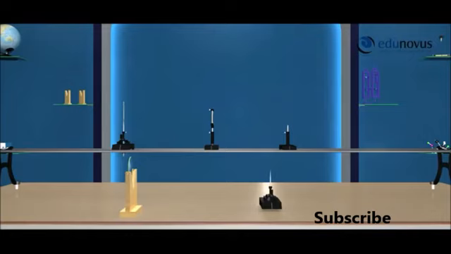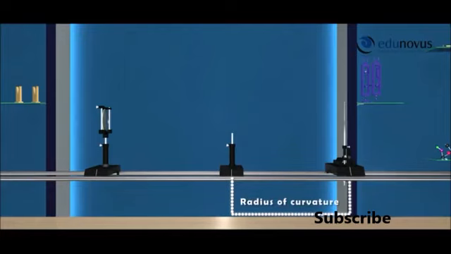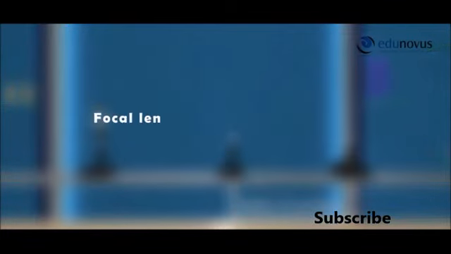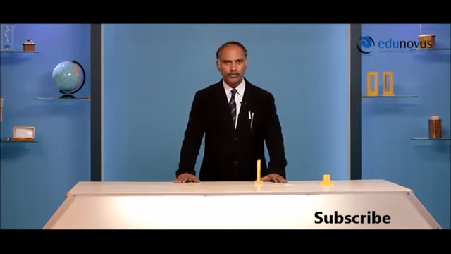To locate the center of curvature, we mount another upright known as the image needle. Adjust the position of the upright and you will observe an inverted image of the object needle on the tip of the image needle. The distance between the convex mirror and the tip of the needle gives us the radius of curvature of the convex mirror. Half the radius of curvature gives the focal length of the convex mirror. Now you are familiar with the experimental setup and how to perform the experiment.